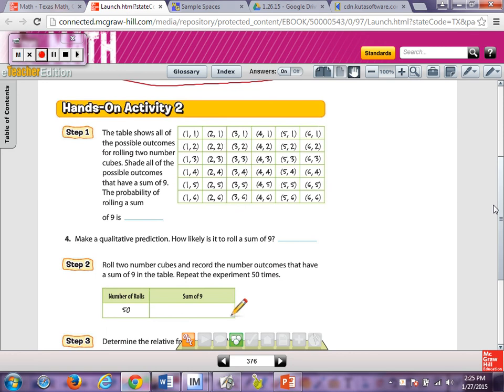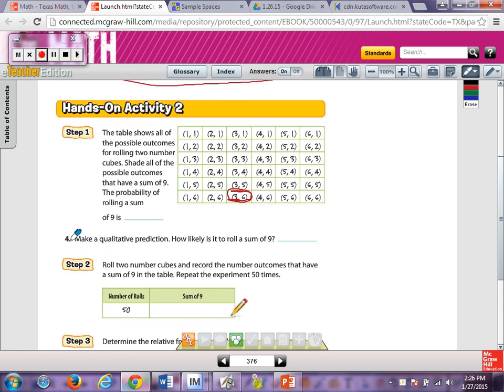So here, now we have all the possible outcomes you get from rolling 2 number cubes. You should have made a chart similar to this on the first page. Only your numbers might run a little differently, but actually no, it should look exactly like this. Shade all of the possible outcomes that have a sum of 9. That means you want to shade all the numbers that when you add them up, you get 9. So let's say, for example, right here, we have 6 and 3. 6 plus 3 is 9, so that's one of them that I would shade. You're going to go through all these lists of numbers and shade all the ones that add up to 9. And then write down how many you have here.